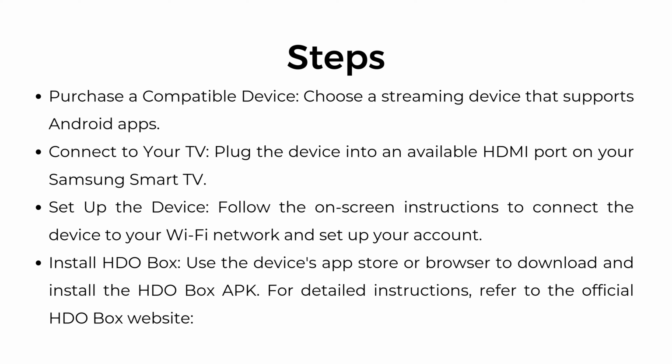Connect to your TV. Plug the device into an available HDMI port on your Samsung Smart TV. Set up the device. Follow the on-screen instructions to connect the device to your Wi-Fi network and set up your accounts. Install HDO Box. Use the device's App Store or browser to download and install the HDO Box APK. For detailed instructions, refer to the official HDO Box website.